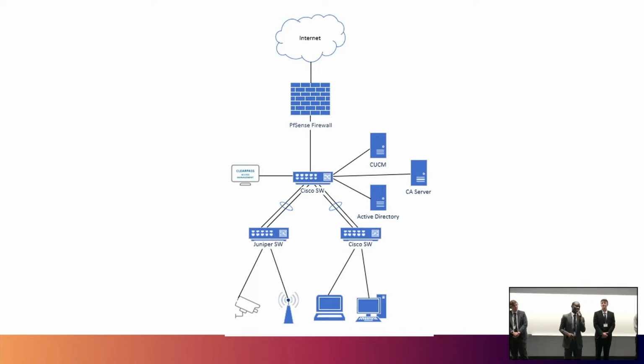Then we also have a Juniper switch, which we have an IP camera connected to, as well as the Juniper access point. And we also have an access switch from Cisco. That's where we have mobile devices for authentication, as well as the desktop device.